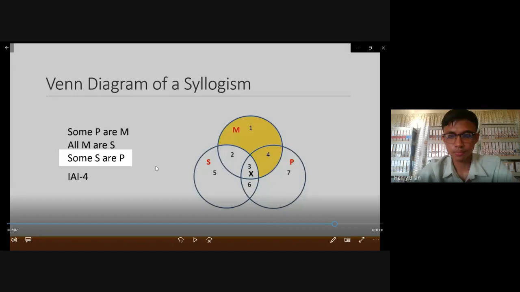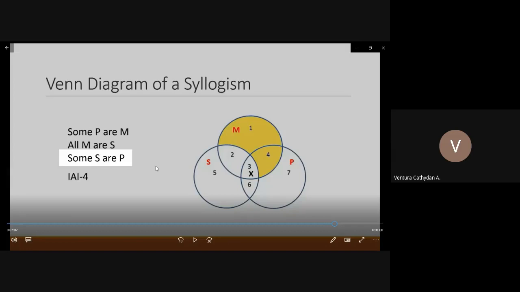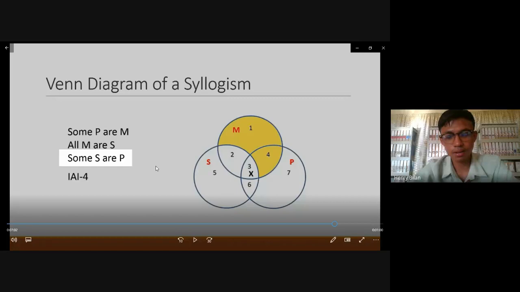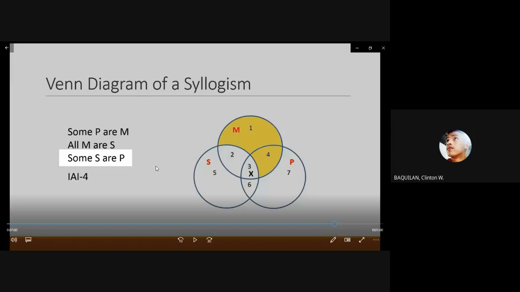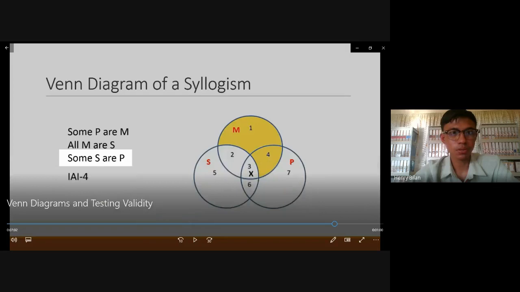Yes? Sir, is it exercise D? I posted it last time. Sir, can you read it? We can't understand each other like this. Did you not read my instruction? It's there. Diagram the syllogisms. Let me show you.